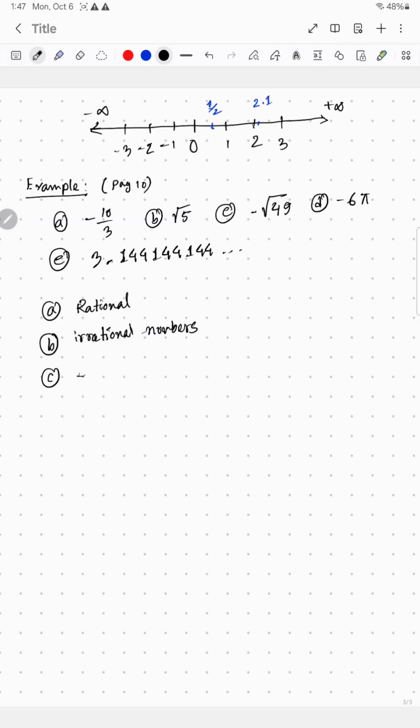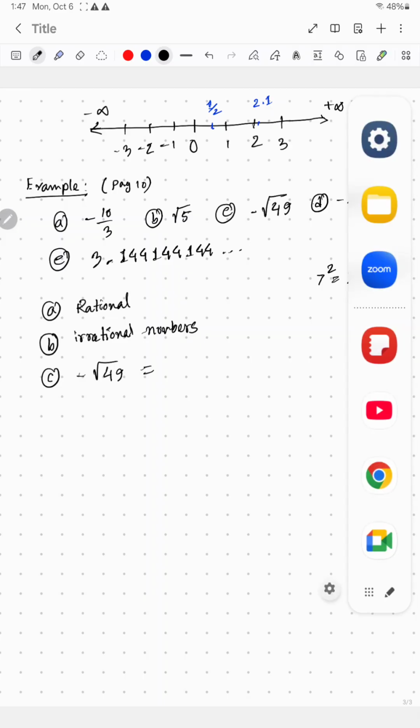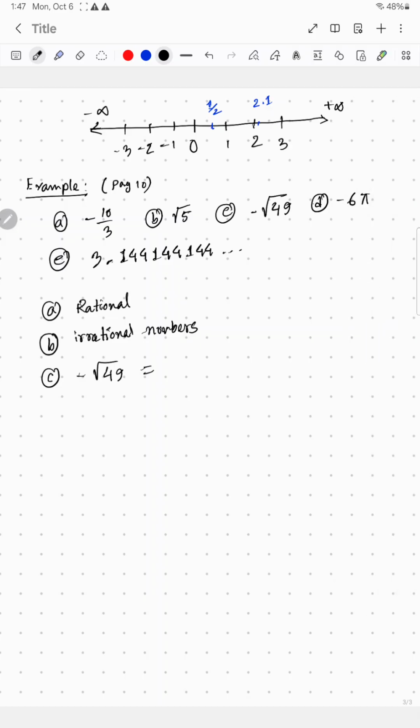Number C says negative square root of 49. If you use a calculator, you will see that the square root of 49 is actually 7. Why? Because 7 squared, or 7 times 7, is 49. That's why the square root of 49 is just 7. So this is just negative 7. Negative 7 is an integer, so you just write that this is an integer.